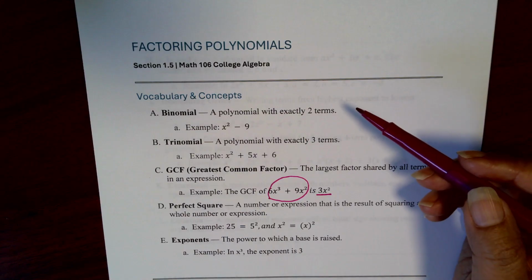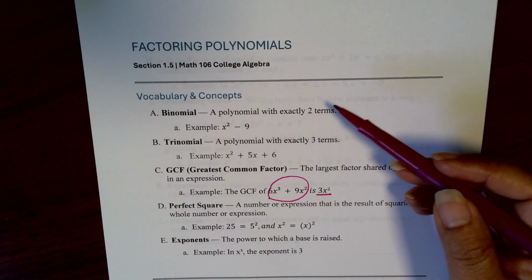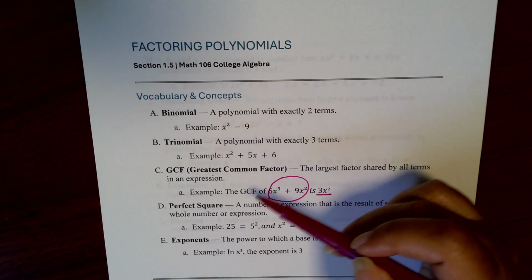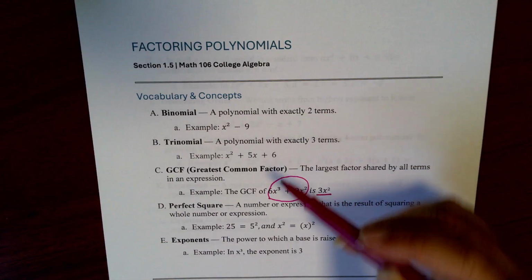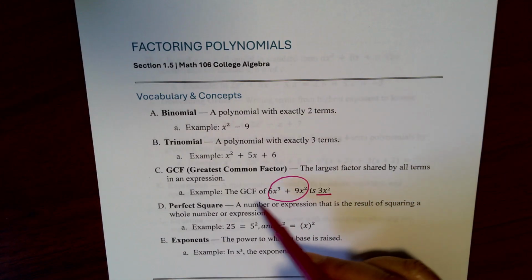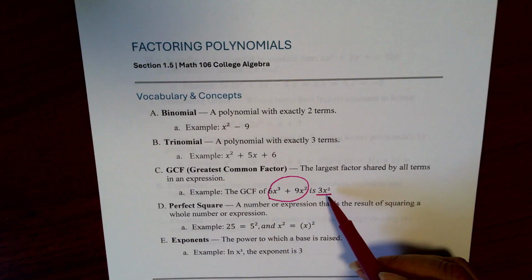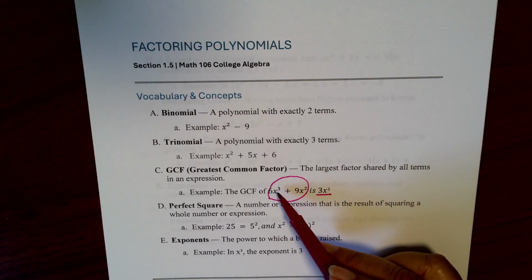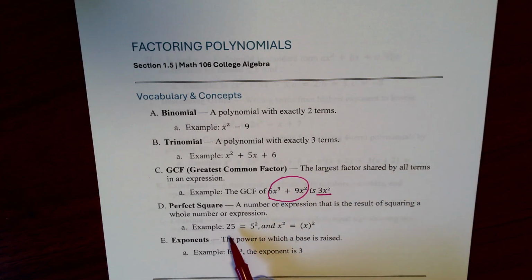Before we get started with the factoring, I wanted to go over a few terms. A binomial means you have two terms. A trinomial means you have three terms. The greatest common factor, also called GCF, means that a term, such as 3x squared, divides evenly into both of these terms. A perfect square is, for example, 25, and the exponent is this little number here, which you've probably seen before.